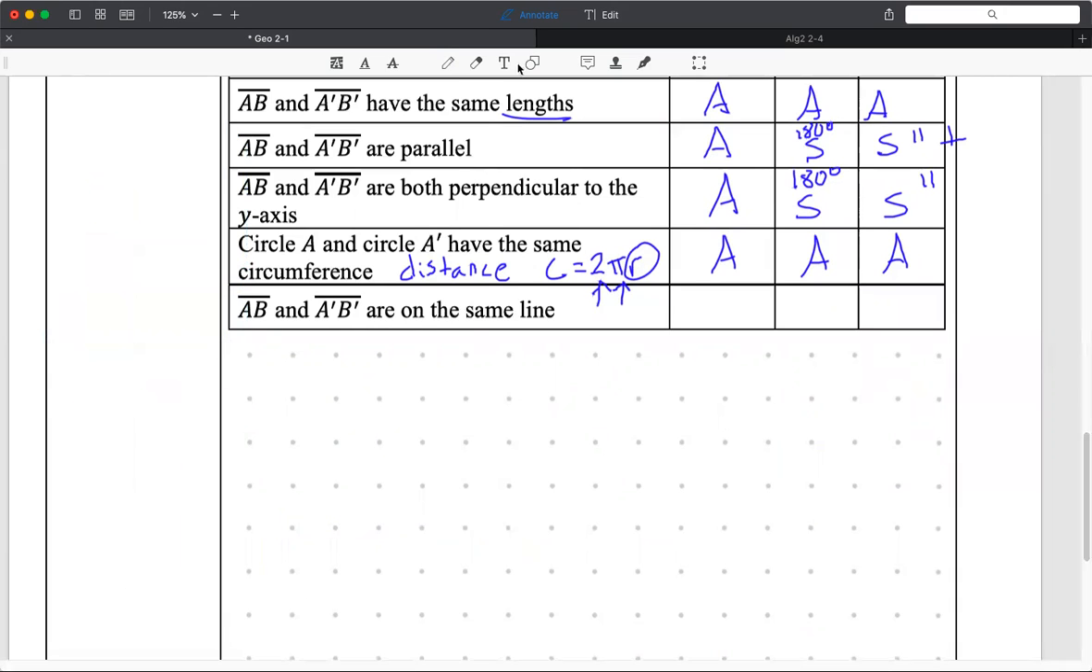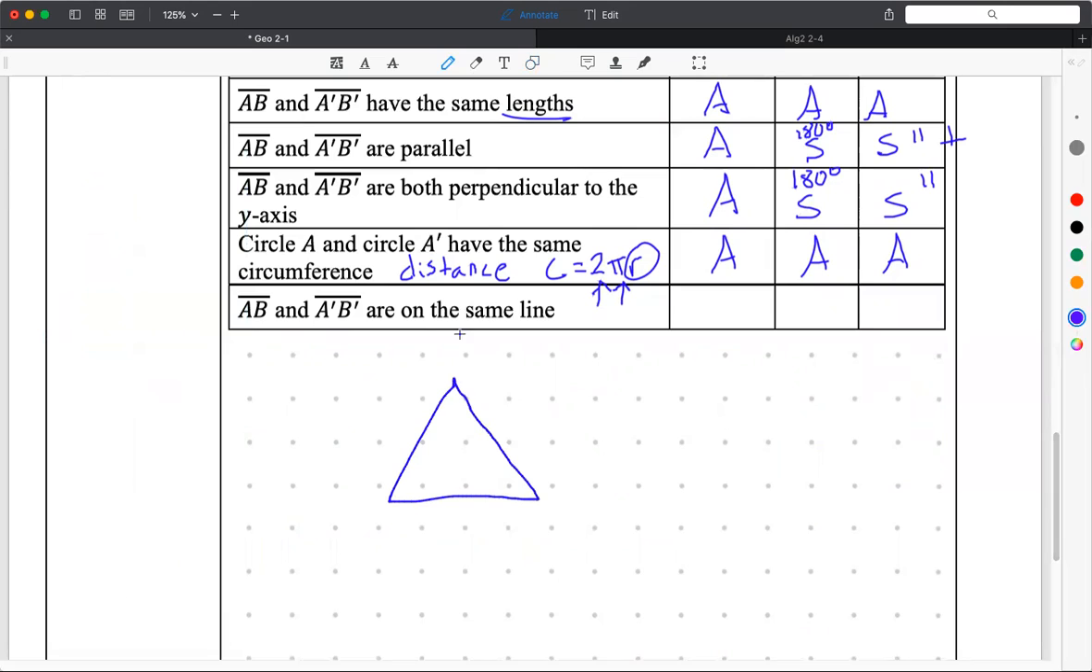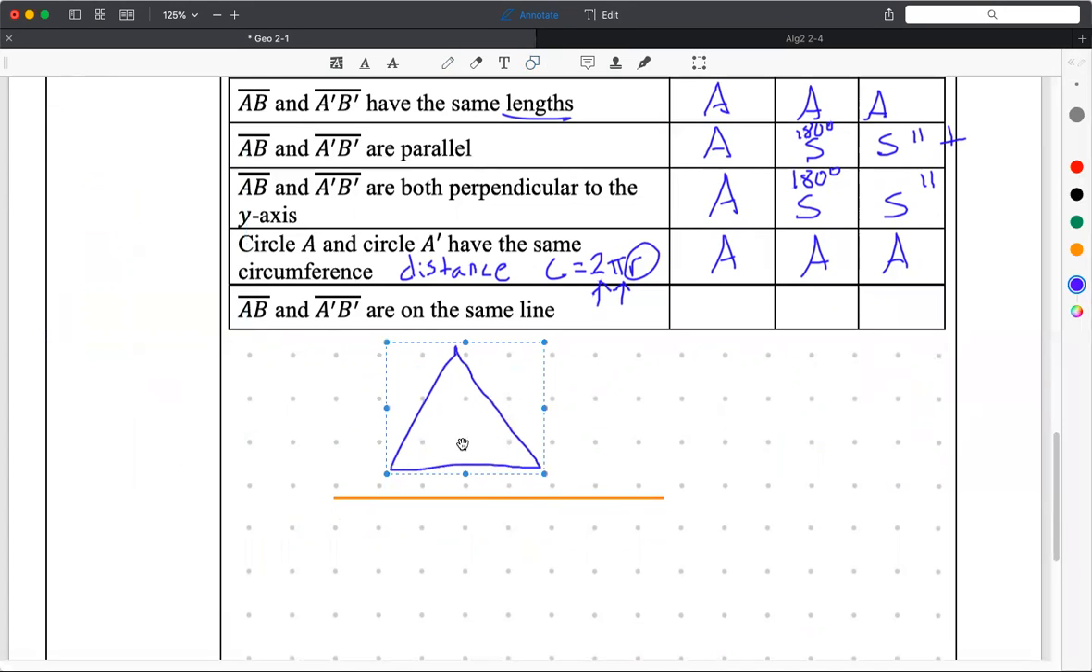What if I have some sort of triangle? Let's draw out a triangle like this. If I have that triangle, the line that I want to look at is this, we'll do yellow, orange line, whatever this line is. So I know it doesn't match up exactly because my triangle is not perfect, but this triangle, if I translate it up, it's no longer on that orange line. So it's not always true.